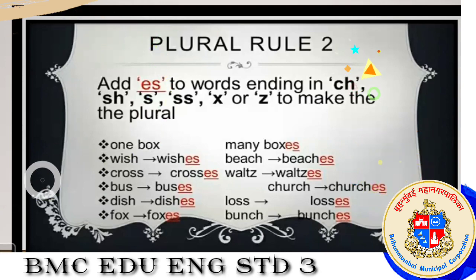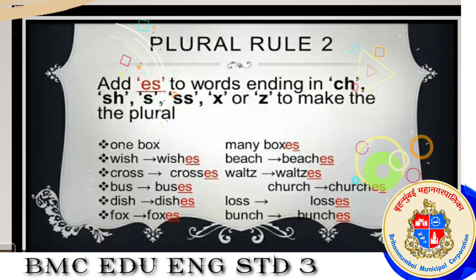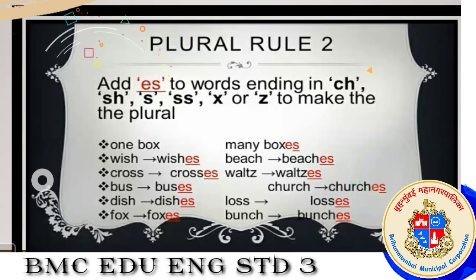Then second, wish. Now if you read the spelling of wish, W-I-S-H. So it is ending with SH. The spelling of wish is ending with SH. So to make its plural, what we add? We add ES. So it becomes wishes.